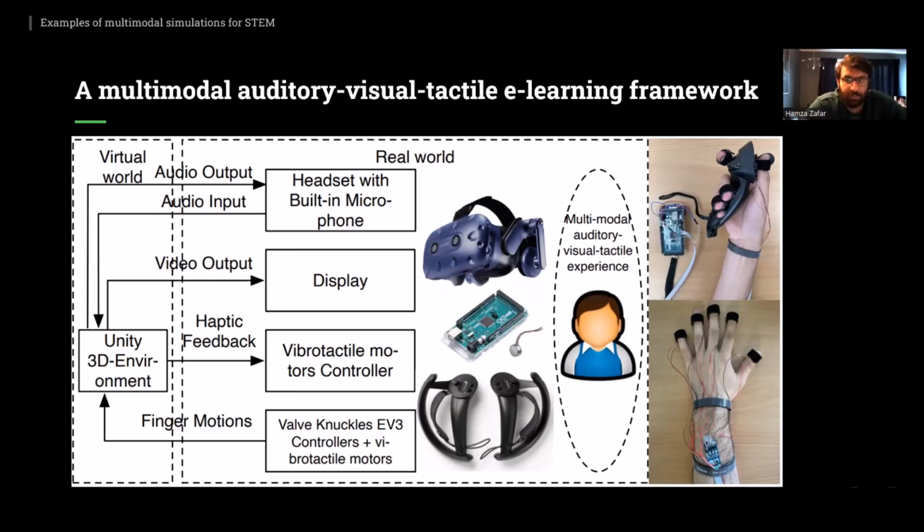The controller for the motors is implemented on an Arduino Mega board. The Arduino is an open source electronics prototyping platform that uses flexible, user-friendly hardware and software. The Valve Knuckles EV3 controllers, which are augmented with vibrotactile motors, represent a significant advance when compared to similar devices, since they are easy to obtain by just adding simple additional components, and they are resilient and low cost.